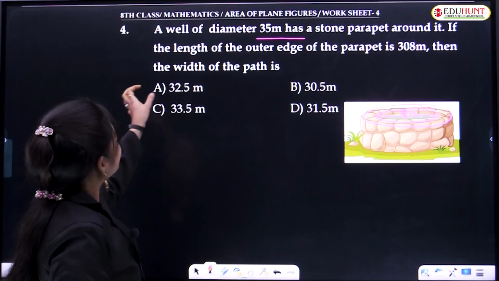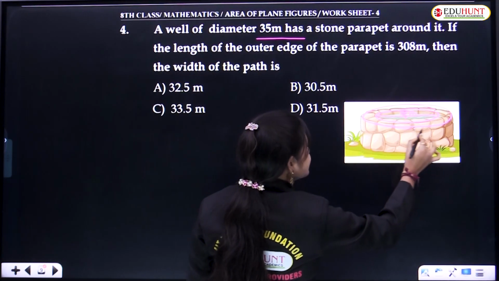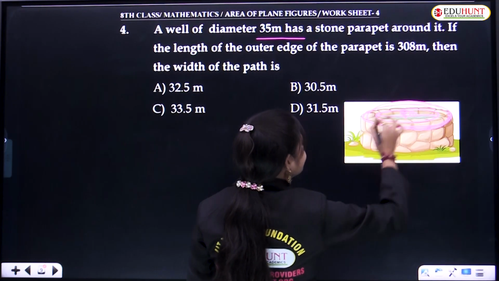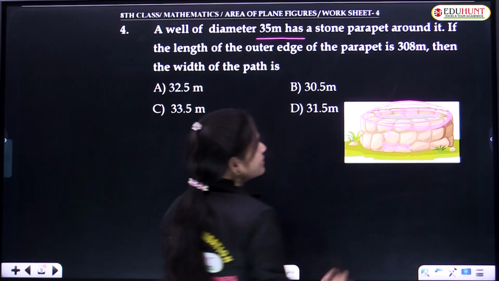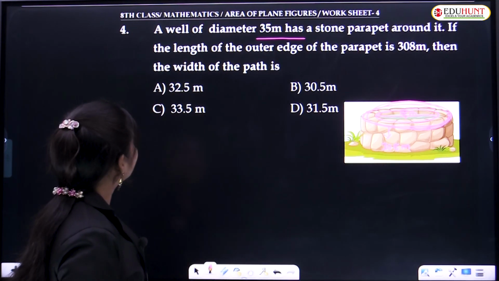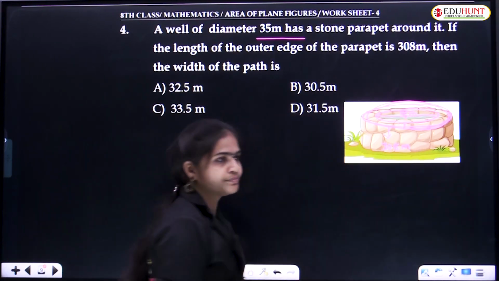Okay, now here the length of the outer edge, that is the circumference of the outer circle, they have given as 308 meters. Now what we need to find out? Find the width of the path. This width we need to find out.